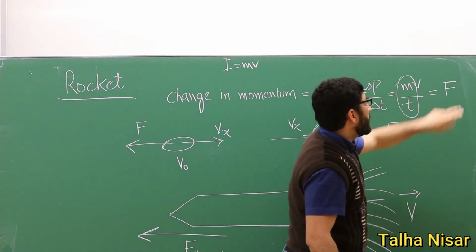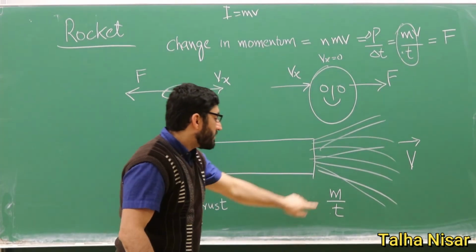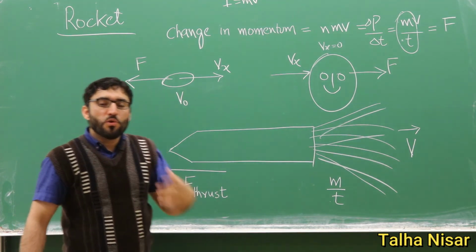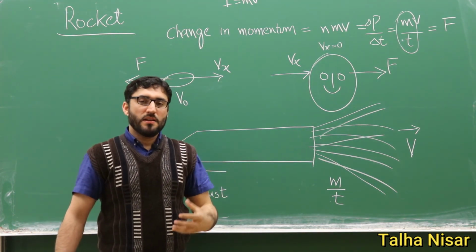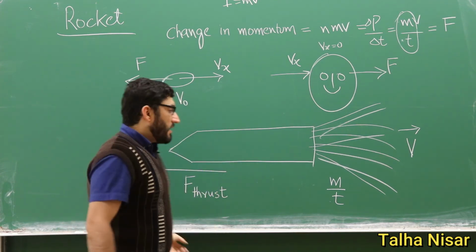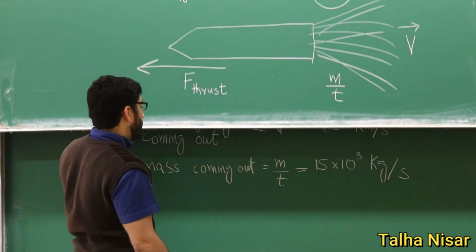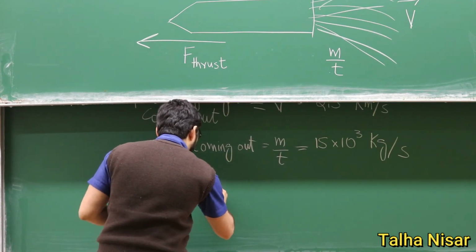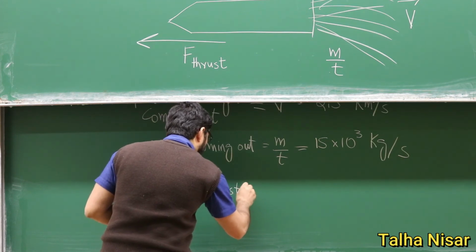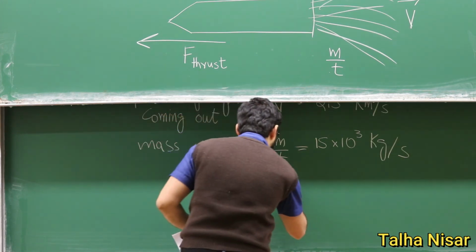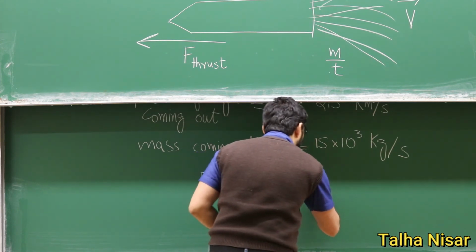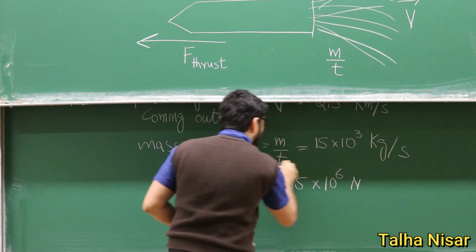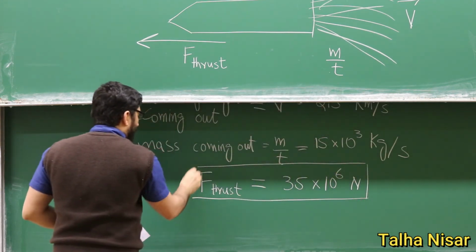So we can now calculate the force. We have the mass per unit time, we have the velocity, and we can calculate how much force the rocket felt when it was sent to the moon, the first rocket that was sent to the moon. So the thrust force is equal to 35 million newtons. So this is an extremely high force.